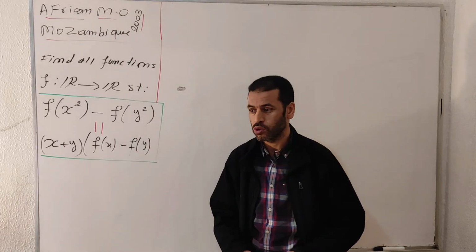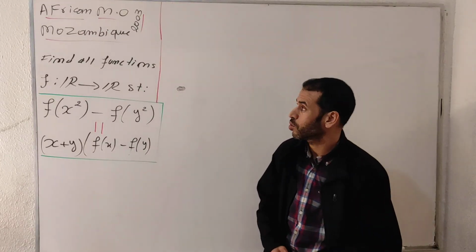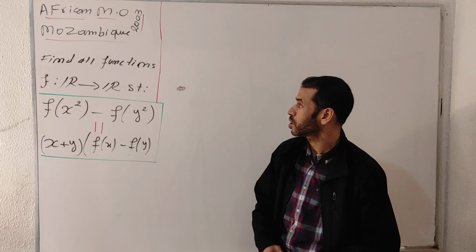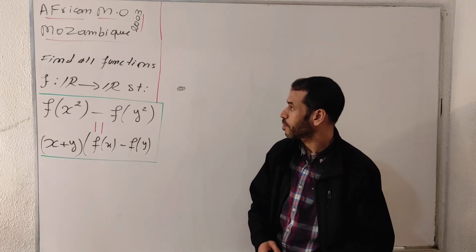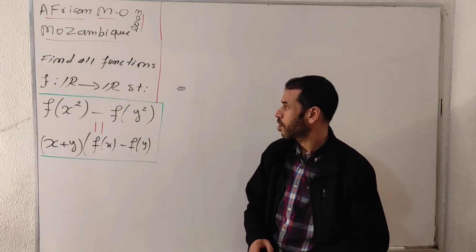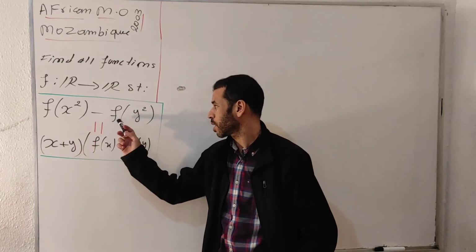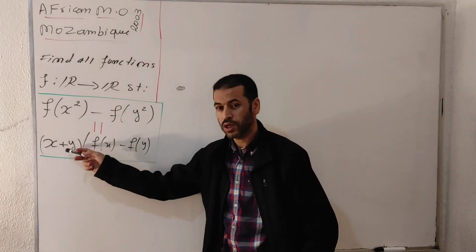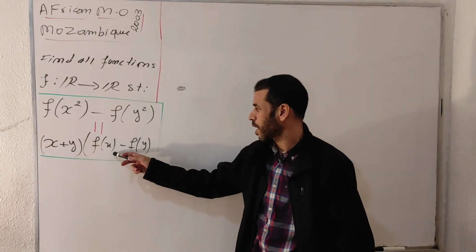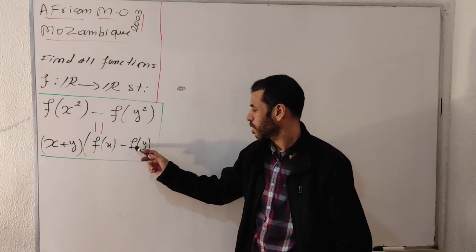Today's video, I would like to introduce a very nice problem of the African Mathematics Olympiad, Mozambique 2003. Here is the following setup. Find all functions f from R to R such that f of x squared minus f of y squared equals x plus y multiplied by f of x minus f of y.